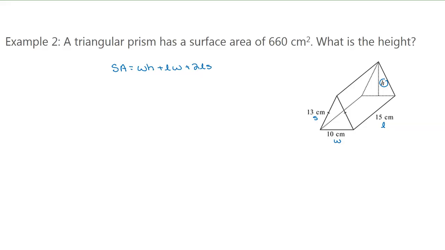So let's fill in what we know. I know the surface area is 660, so that goes here on the left. W is 10. H, I don't know. L is 15 and W is 10. And then L is 15 and S is 13.